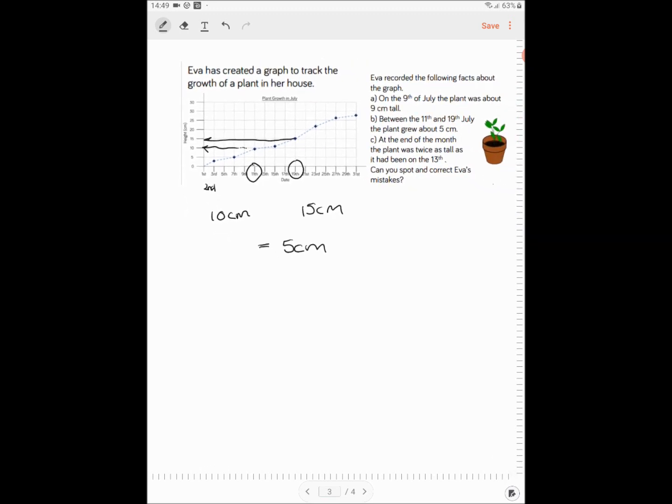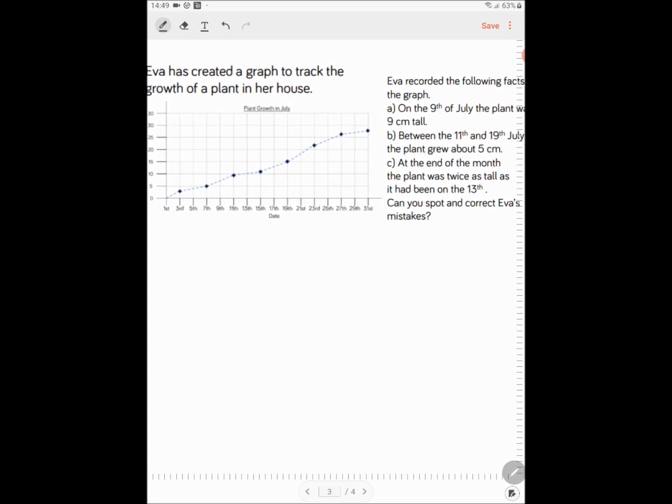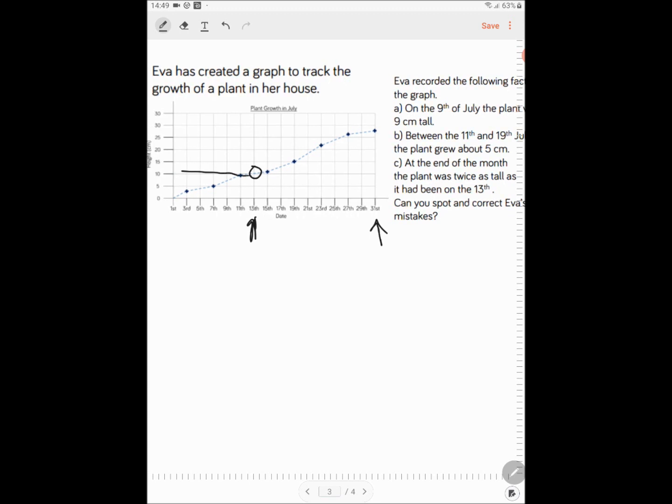At the end of the month, the plant was twice as tall as it had been on the 13th. So again, I'm just going to rub some of these out so I'm not confusing you with all the lines that I've drawn on it. So at the end of the month, the plant was twice as tall as it had been on the 13th. So there's the end of the month. That's the final data we're looking at. There's the 13th. Now, the 13th doesn't actually have a data point, but we can see quite clearly that it was at 10 centimetres. So on the 13th, it was 10 centimetres tall.